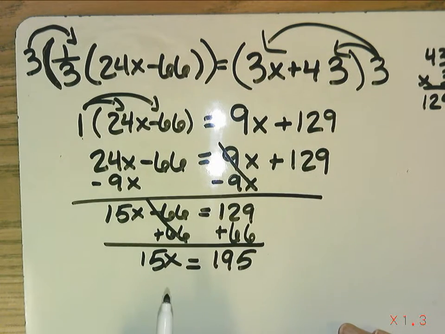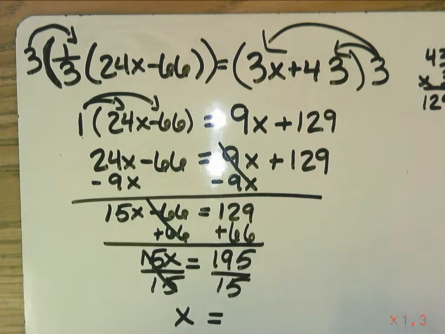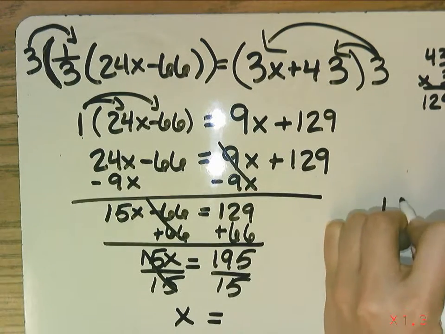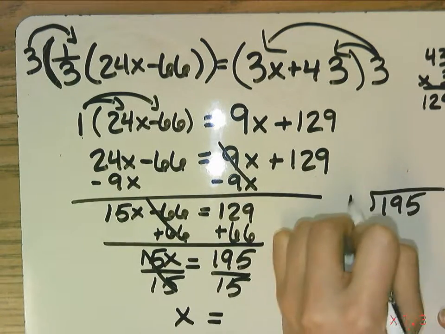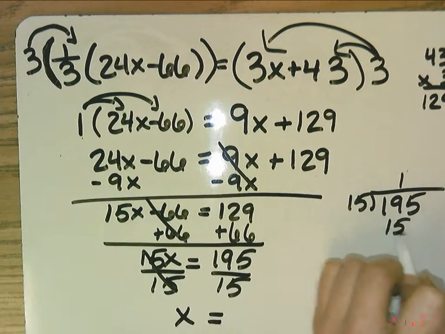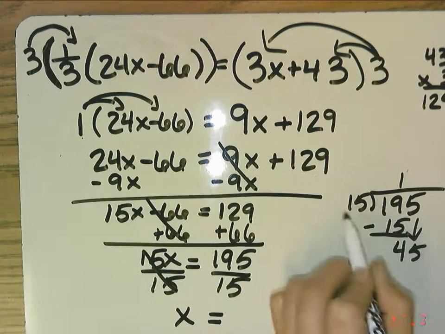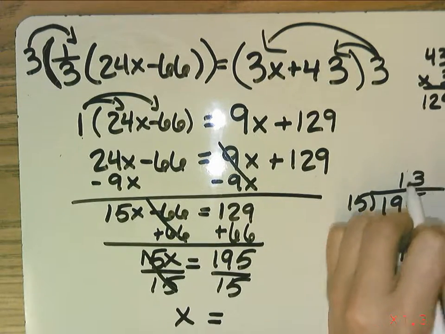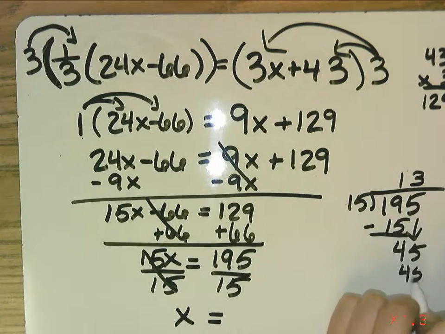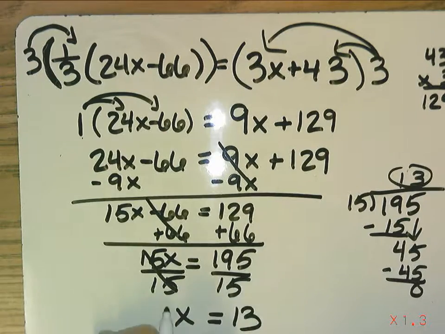Now in order to get x all by itself, I need to divide by 15. So I'm going to again have to do some side math to figure out what this is. So I have 195 divided by 15. 15 goes into 19 once. My difference is 4. 15 goes into 45 3 times. And it goes in evenly, so that's my quotient. So I have x equals 13, and that's my solution to my equation.